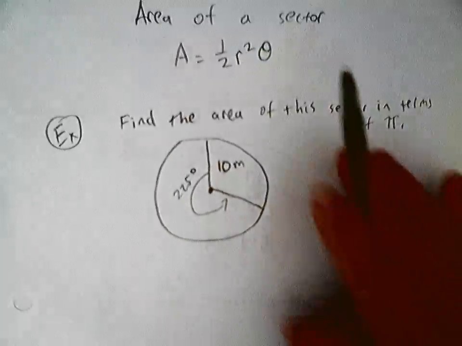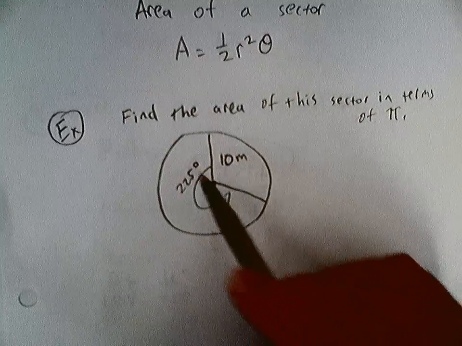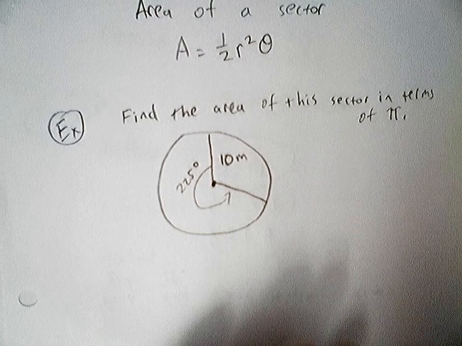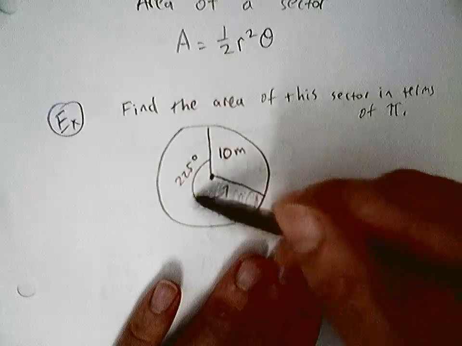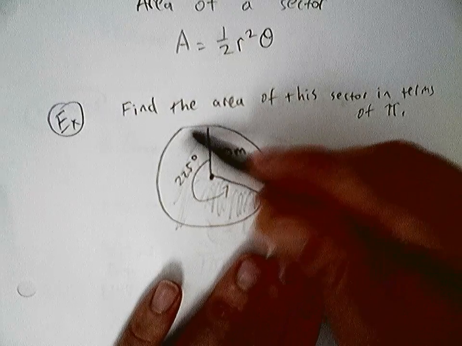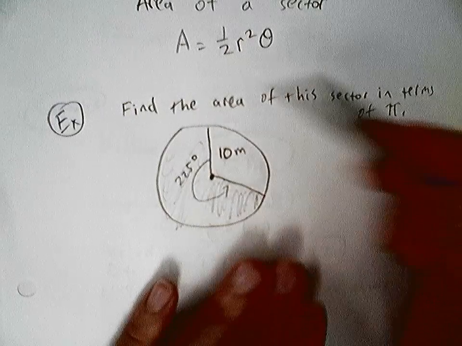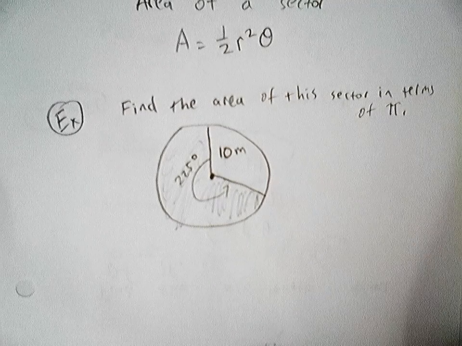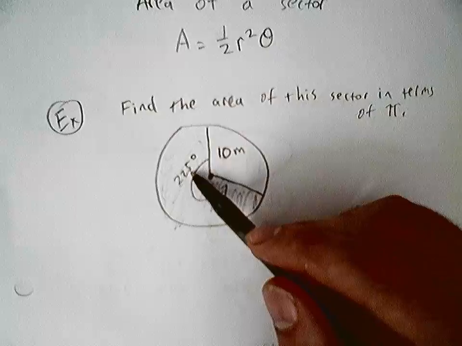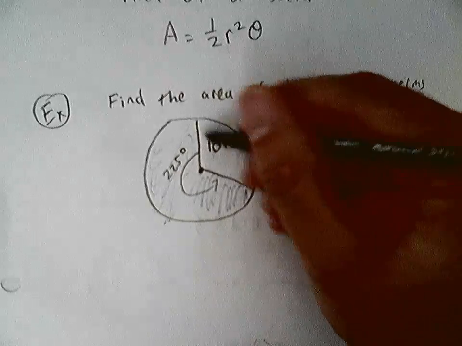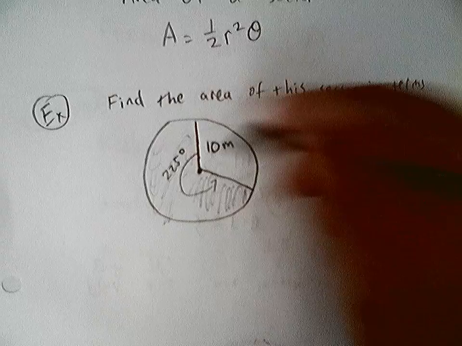So for this first example, we're asked to find the area of this sector in terms of pi. So the area of the sector, let's first understand what it is we're looking for. The sector is just a region of the circle. So to find the area of this sector, we need to know two things. We need to know this angle, so 225 degrees. We also need to know the radius, so in this case, 10 meters.